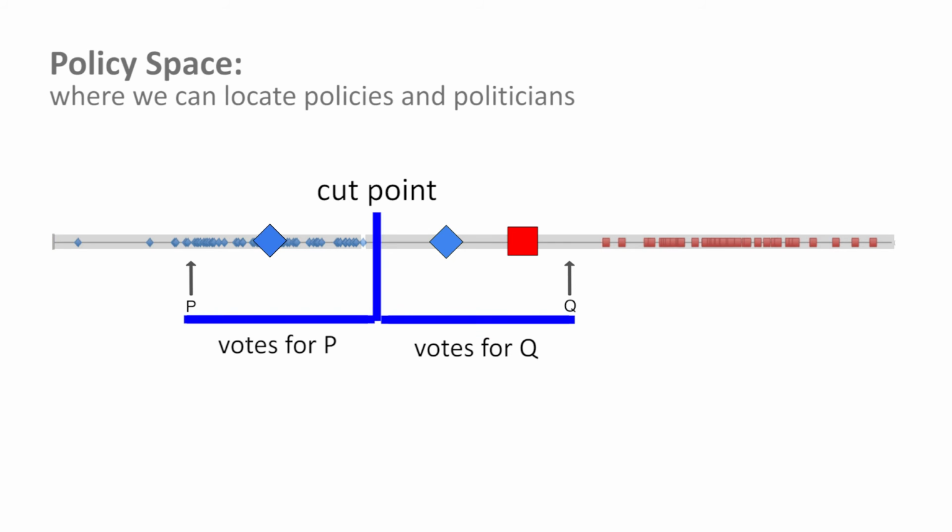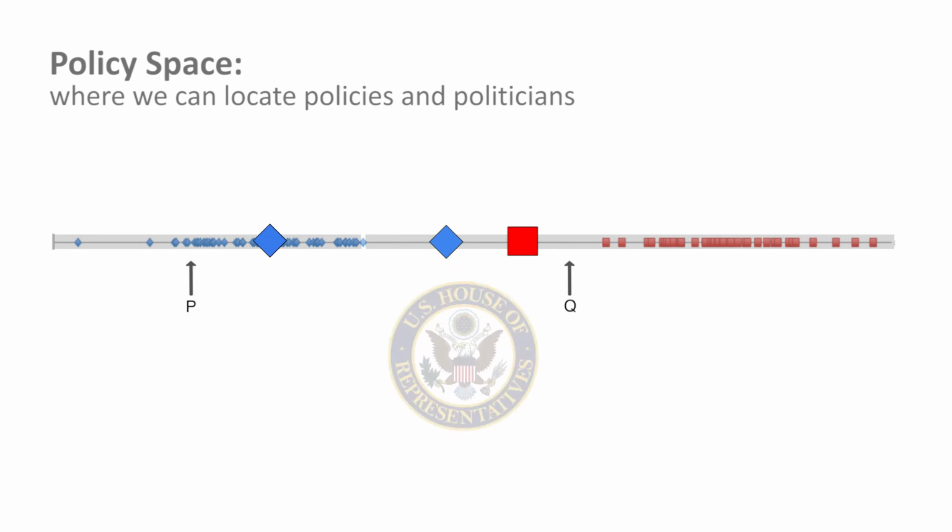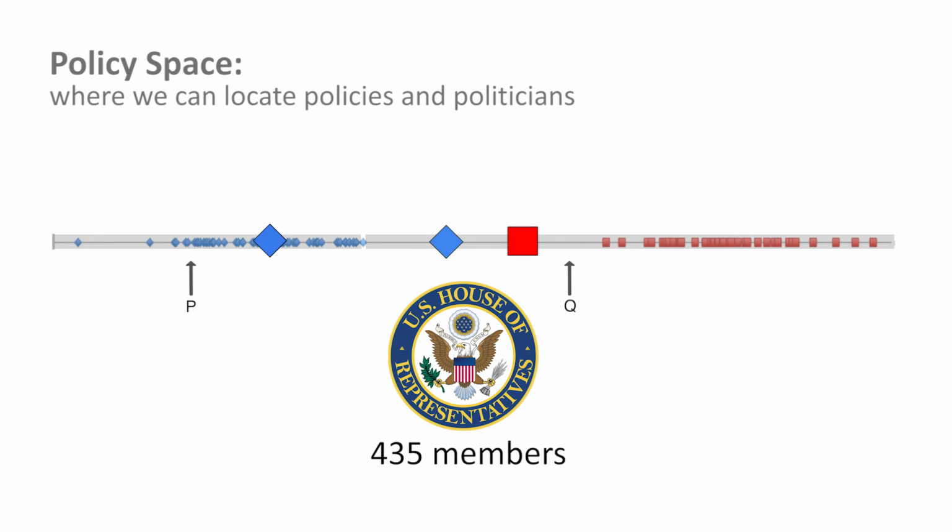So if we want to know whether the bill passes or not, we need to know whether there are more senators on the proposal side of the cut point than there are on the status quo side. There are two ways to do this for our purposes. One, we can count them, but that can take a long time. For instance, the House of Representatives has 435 members, so it's not all that efficient to manually count everything.